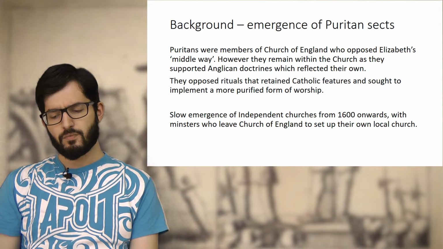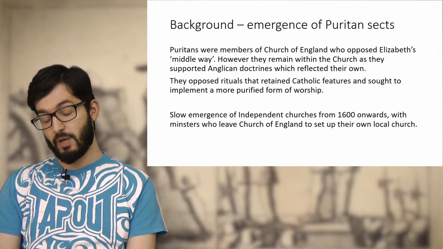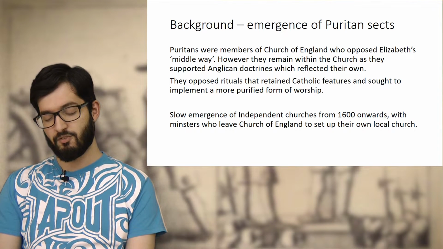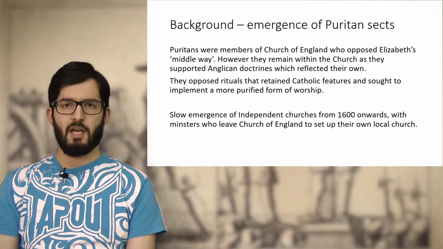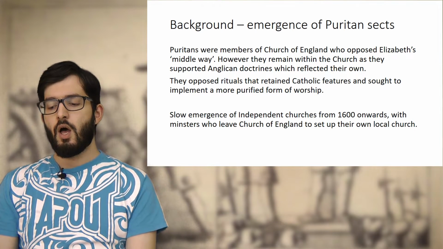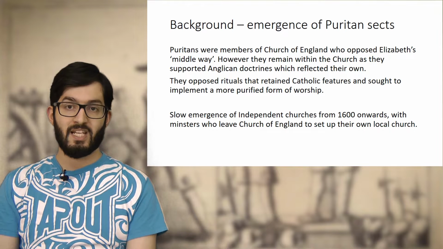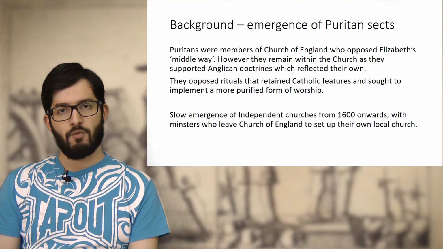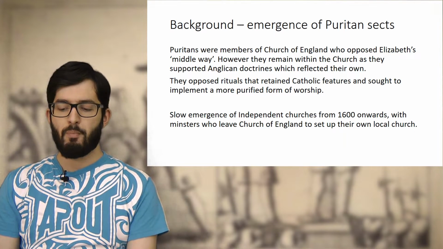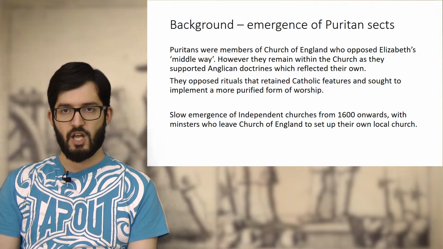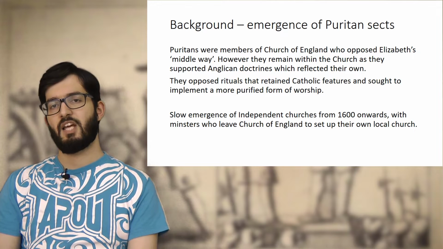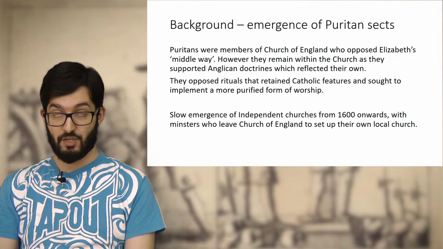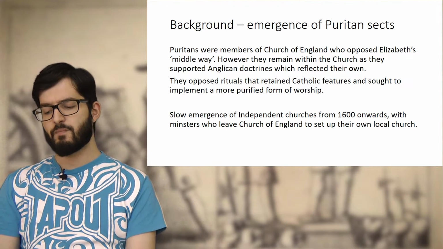So I'm just going to go into a bit of background for this time period in terms of Puritan sects. The Puritan sects basically begin to emerge, as I mentioned in the very first video, during Elizabeth's reign. They were originally members of the Church of England who opposed Elizabeth's middle way, her compromise solution that sought to reconcile Catholic traditions and Protestant beliefs.